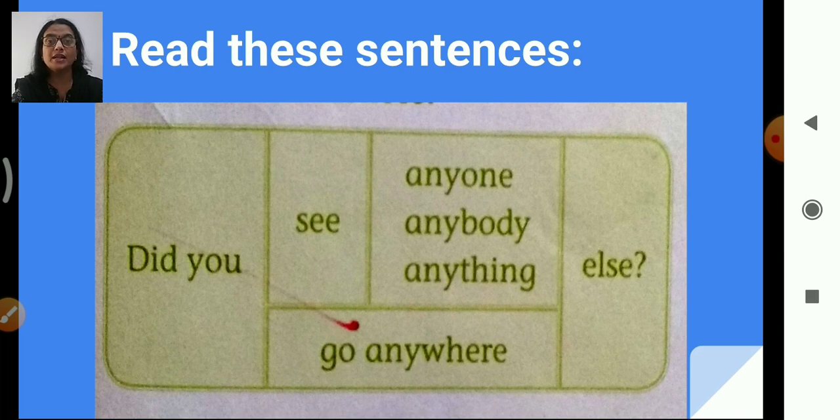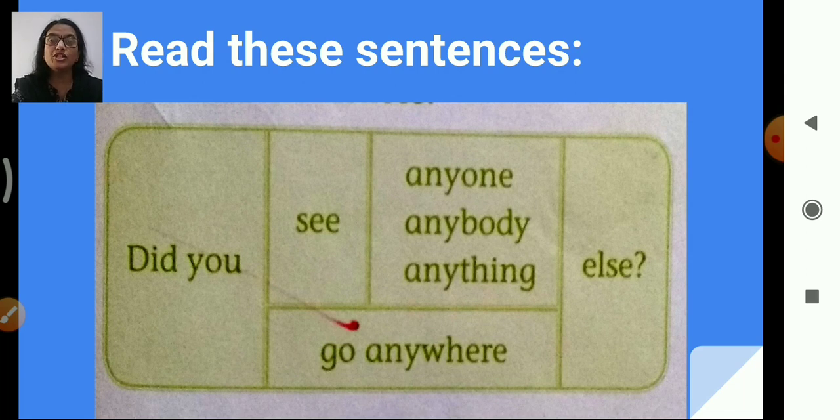You can see the table here. What it says, you can see the columns. In one column it is "did you", in the other it is "see", then again "anyone", "anybody", "anything", and down you can see "go anywhere", and in the last column "else".